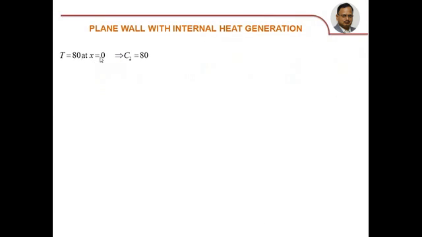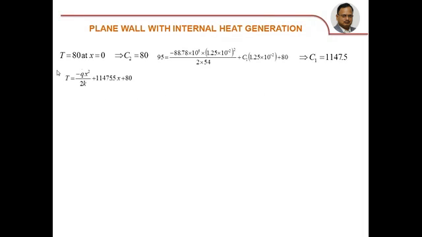By substituting T equal to 80 at x equal to 0, you will get C2 equal to 80. And the other condition, T equal to 95 at x equal to 1.25 into 10 power minus 2, will give you C1 equal to 1147.5. Now the temperature distribution equation is T equal to minus Q x square by 2k plus 1147.5 x plus 80. Now maximum temperature.